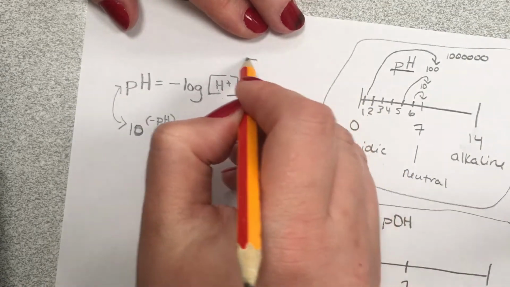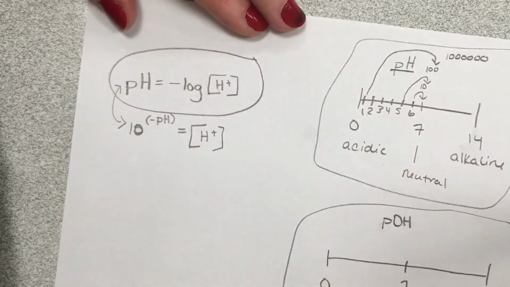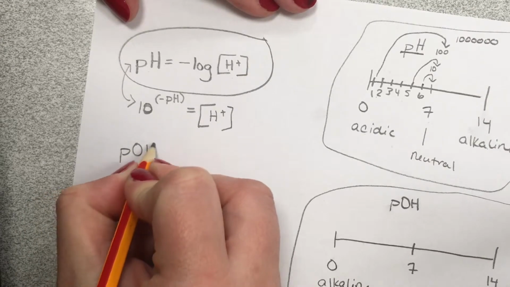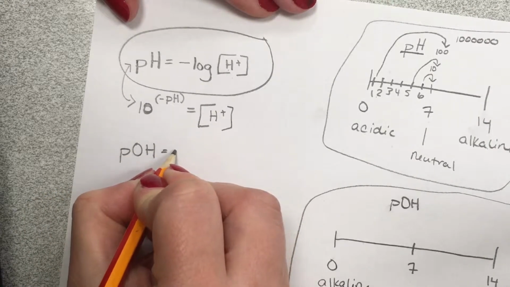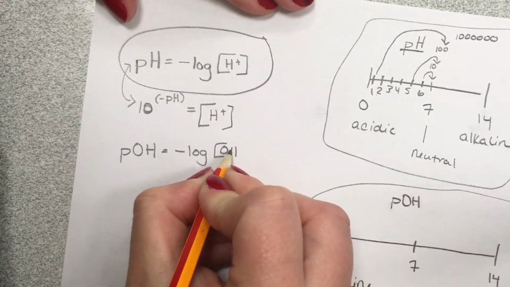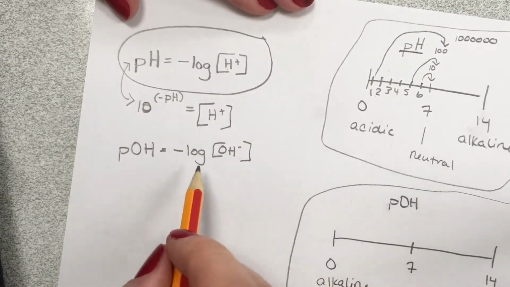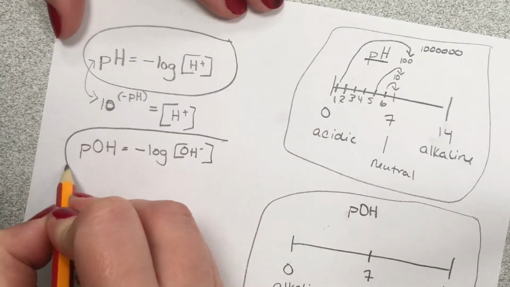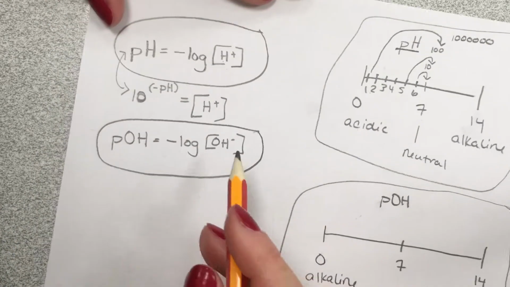So here's one you need to have memorized for your test. Another equation is pOH is equal to the negative log of the concentration of hydroxide ions. This is assuming this scale right here, not this one. So here's the second equation you need to know.